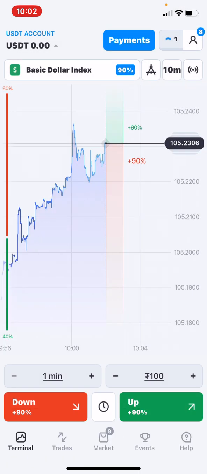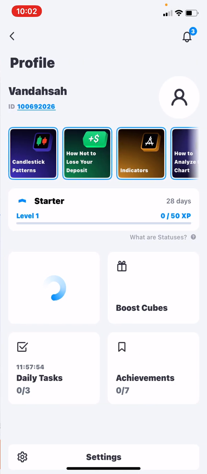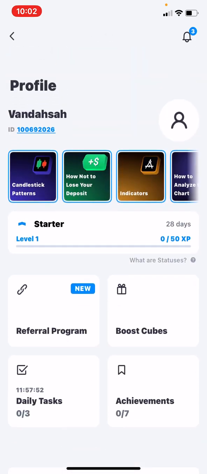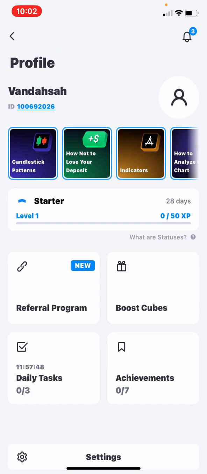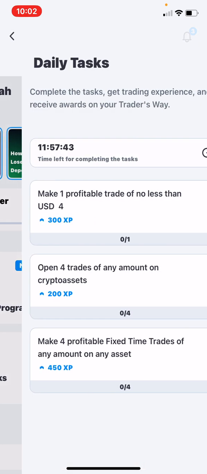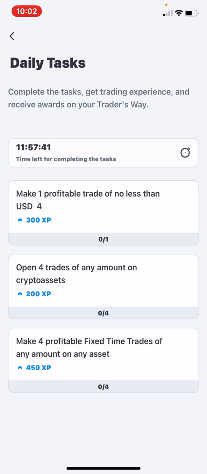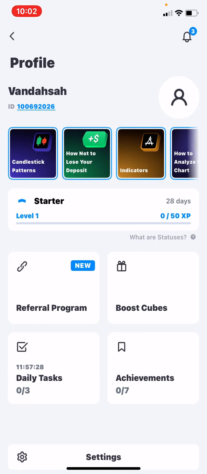Now this is your profile and everything. You'll be given some daily tasks that will increase your XP, which is your level of trading, like this one. It says make one profitable trade of less than 4 USD. I should make just one profitable trade and I'll be given 300 XP. 300 XP means my status of trading will be increased.